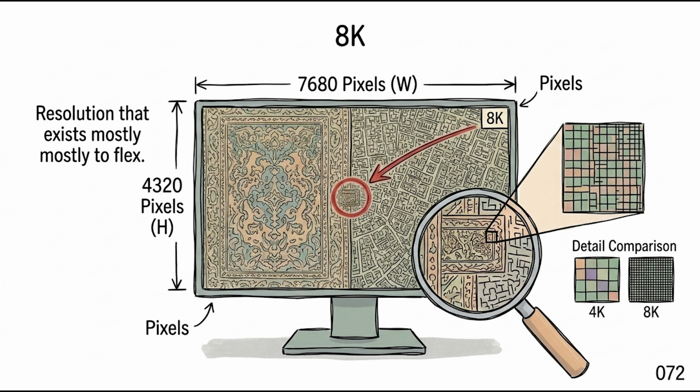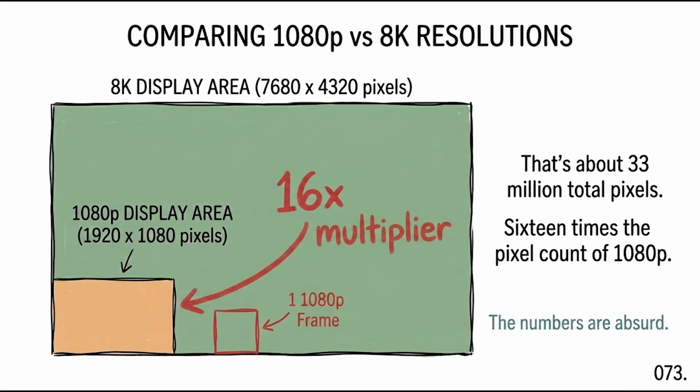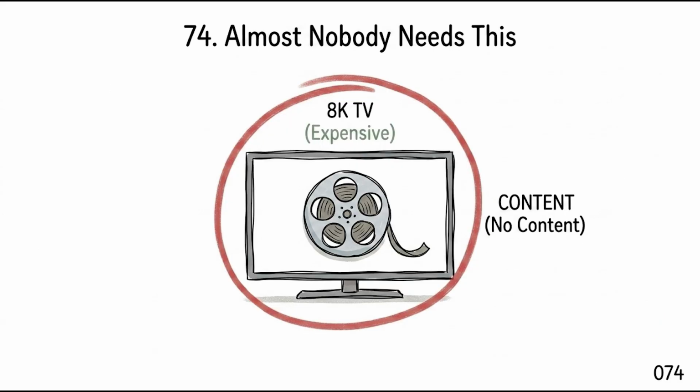8K. This is the resolution that exists mostly to flex. 8K means 7680 by 4320 pixels. That's about 33 million total. 16 times the pixel count of 1080p. The numbers are absurd. And right now, almost nobody needs this. 8K TVs exist. They're expensive. Content for them barely exists.